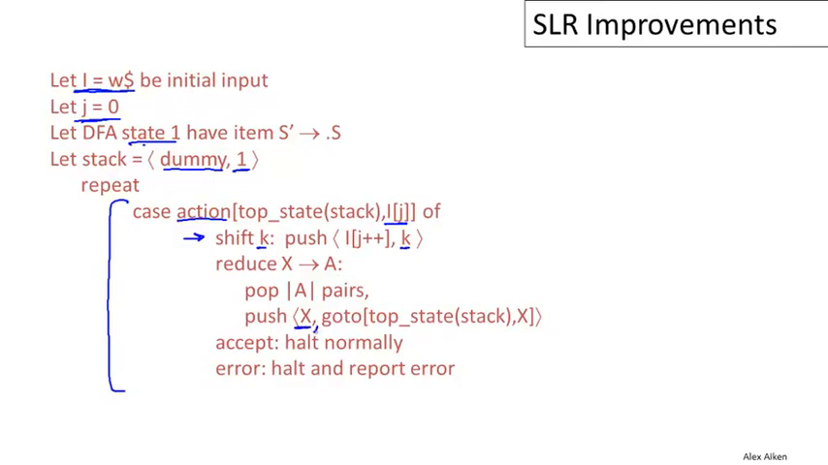And now the question is, what state goes onto the stack? What DFA state? Well, now that we've popped the stack, we can look at the new top state of the stack. So the DFA state that is now the top state after we've done the pops will tell us what the final state of the DFA was on what is left of the stack. And then now that we're pushing X onto the stack, we want to know what state the DFA would go into on the transition labeled X. And so we use the goto table to look that up. The current top state of the stack on symbol X, where does the DFA go? That is the state that gets pushed onto the stack.